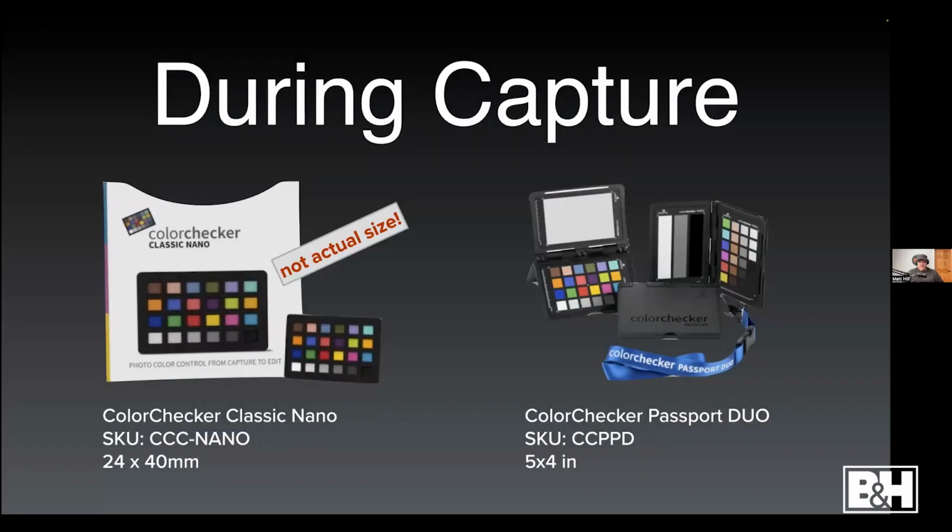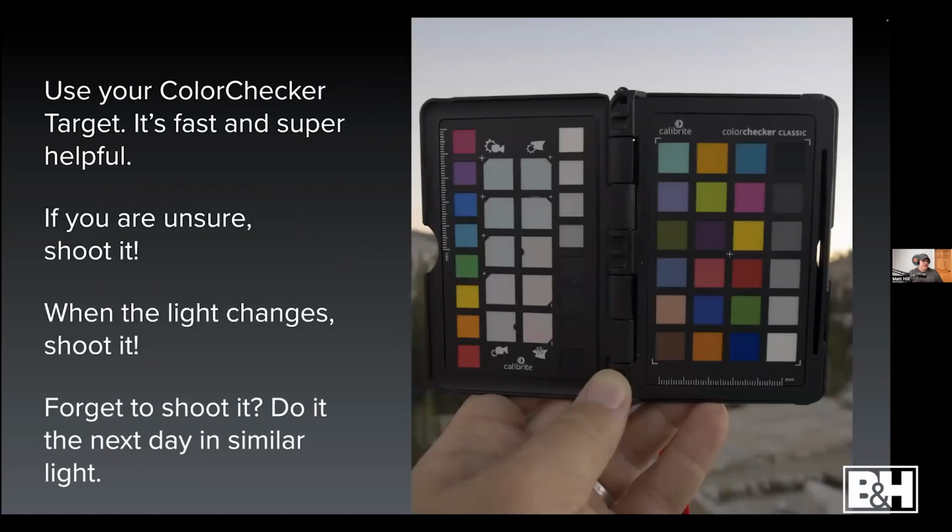So this is the macro target that you use, and we're going to talk about how to use it in a moment. You can also use a standard Color Checker Passport like the Duo, which is new. The Duo happens to have both photo and video panels inside of that clamshell case. And it's very helpful because most of us, like me, make both video and photography. So you can also use that in your scene if that's the one you have. But if you're really getting into doing macro, I would recommend getting the Nano.